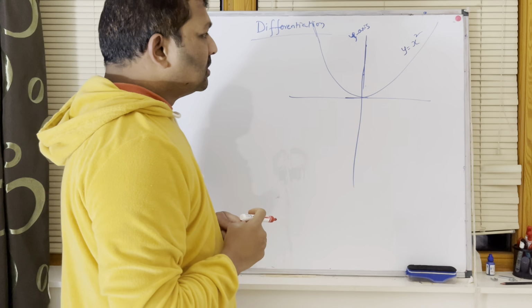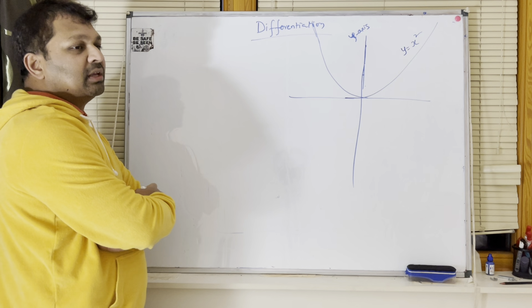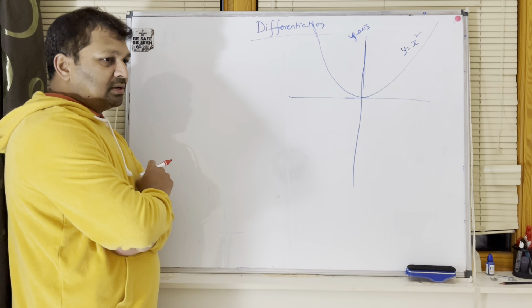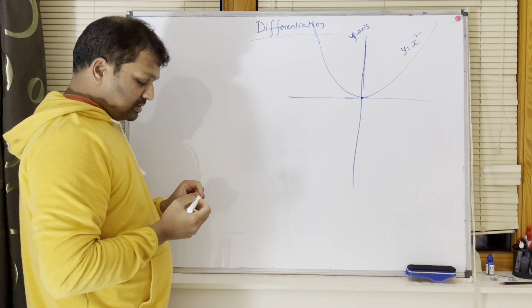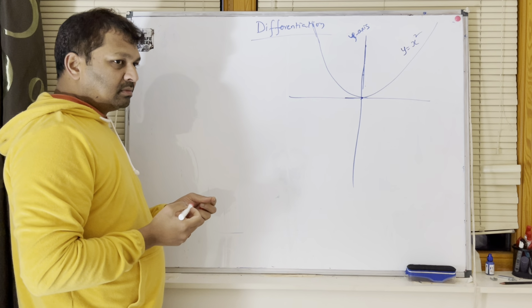So what are the roots of that equation? 0 and 0. Zero is the root, it has two roots, 0 and 0. So that is why it cuts here, because both are positive, both are the same.